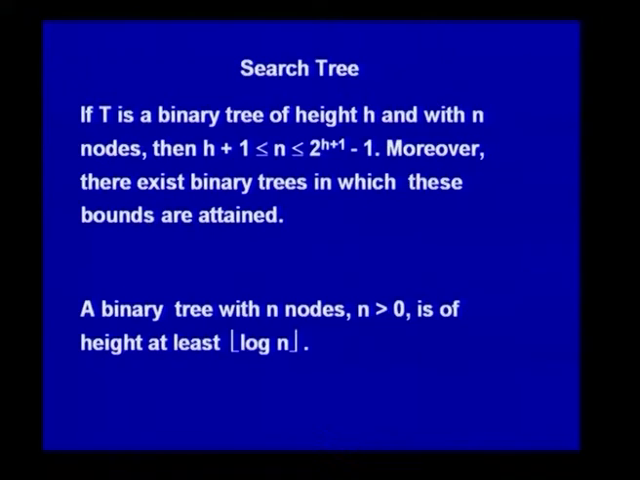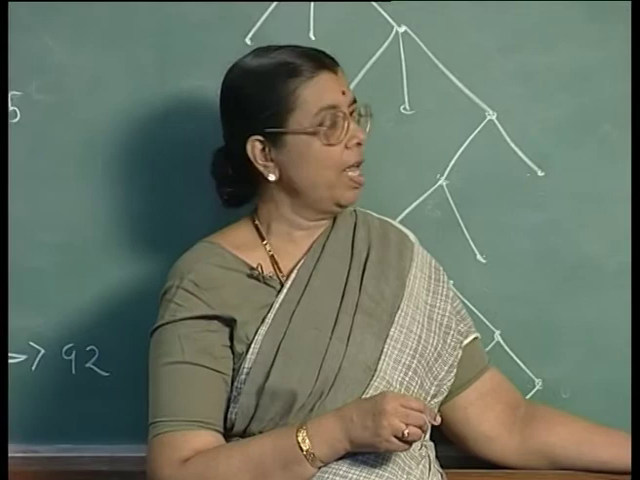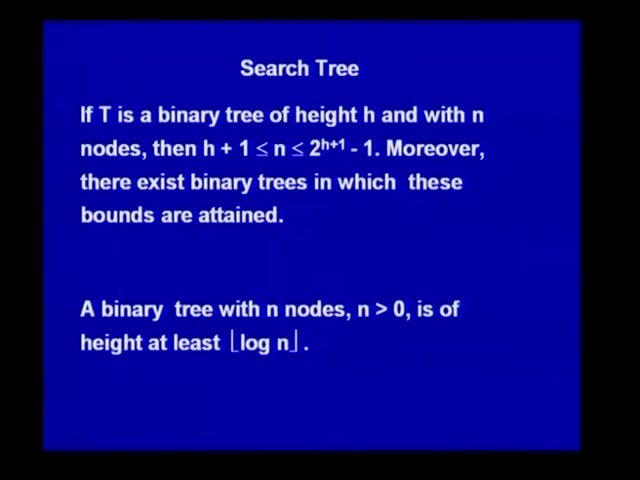So, binary trees are very much used for search purposes. Ternary trees are also used. Let us see how we can use binary trees as search trees. Before that, what can you say about the height of a binary tree? So, some results about the height of the binary tree. If T is a binary tree of height h and with n nodes, then n is between h plus 1 and 2 power h plus 1 minus 1. Moreover, there exist binary trees in which these bounds are attained.